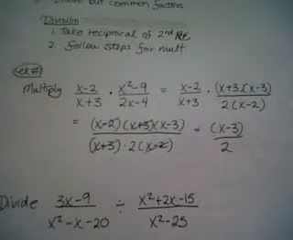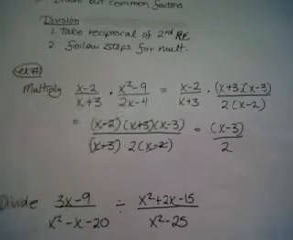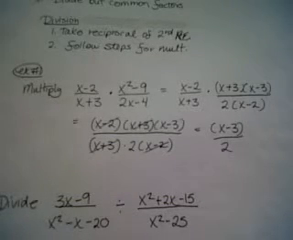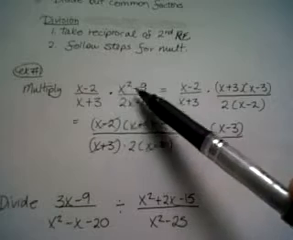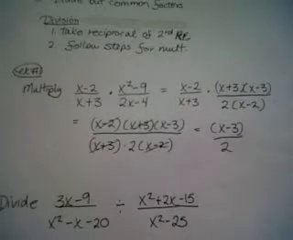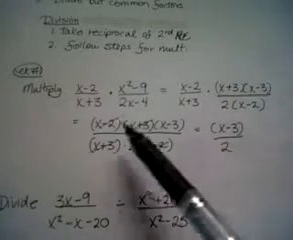So example 1 says multiply. These could also say simplify, or they could say perform the operation. What I have here is one rational expression and another rational expression. My first step is to factor. So this is already factored out. I can't do anything else. But this I notice is the difference of squares, and that factors to x plus 3, x minus 3. This I notice I can factor out a 2, so that's 2 times x minus 2.